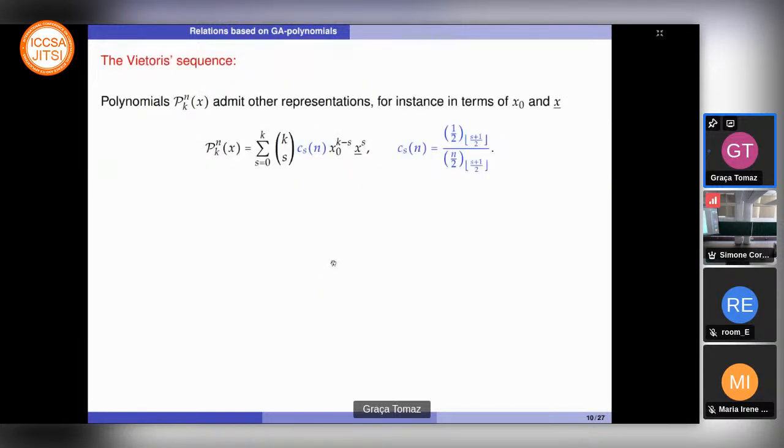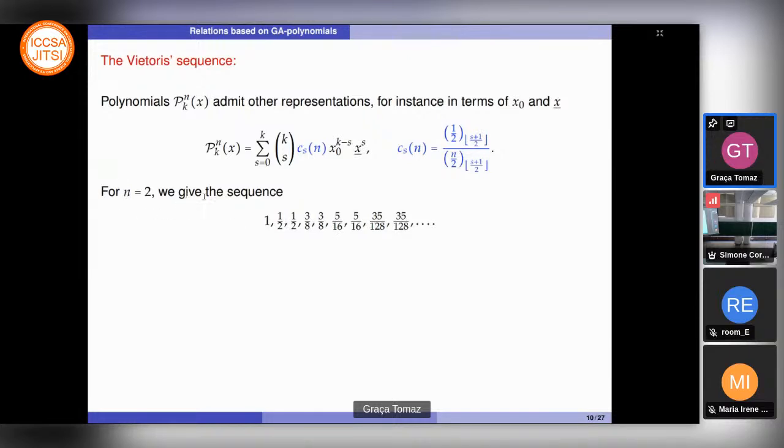Another representation of the polynomials pk, which is not our focus for now, is expressed in terms of the scalar part and the vector part of the paravector variable. Here, the coefficients involve these rational numbers that are connected for n equal to with the Vietoris numbers.